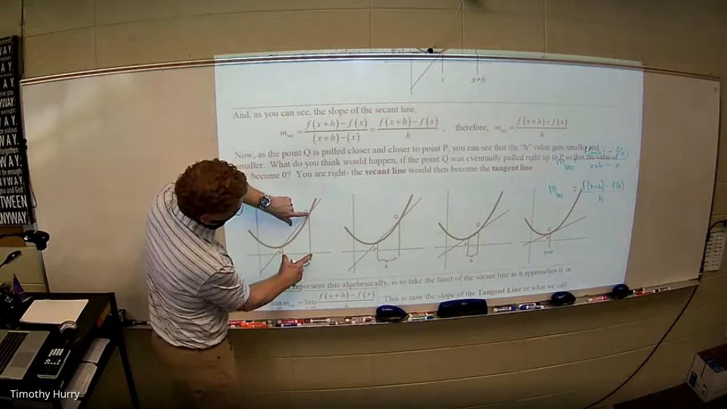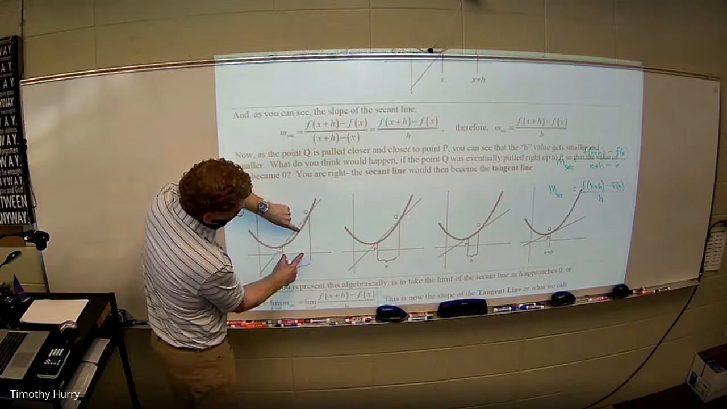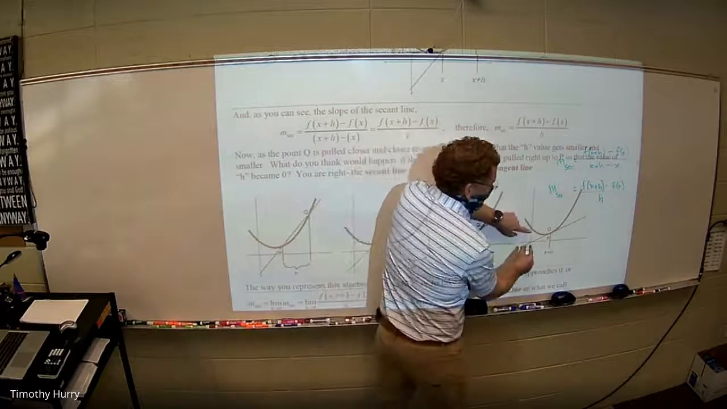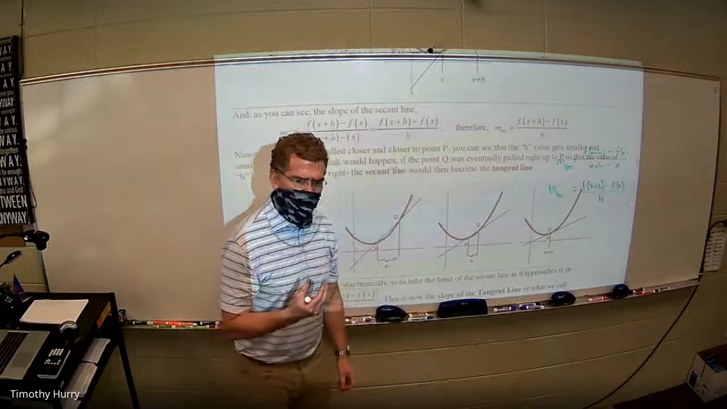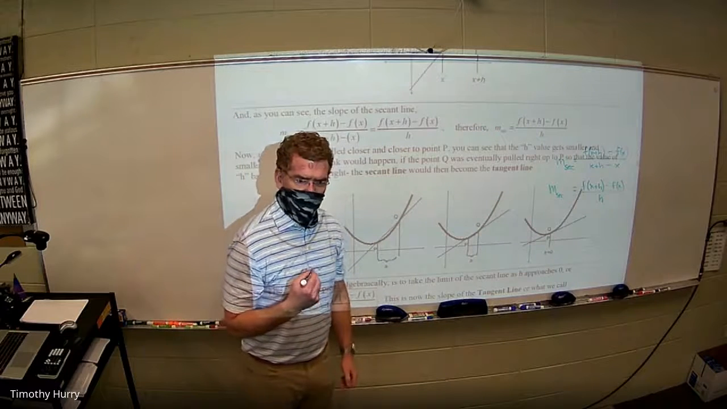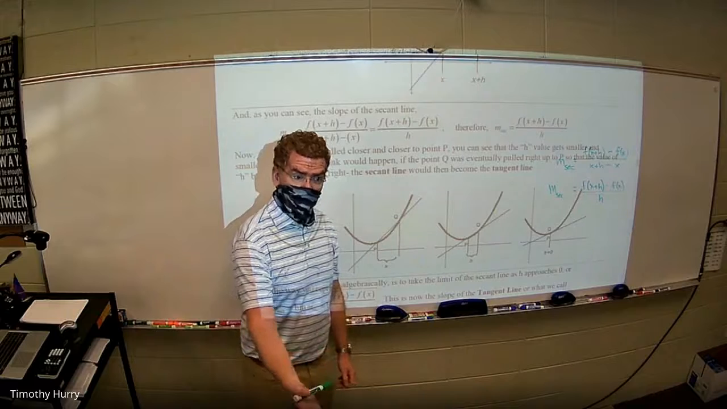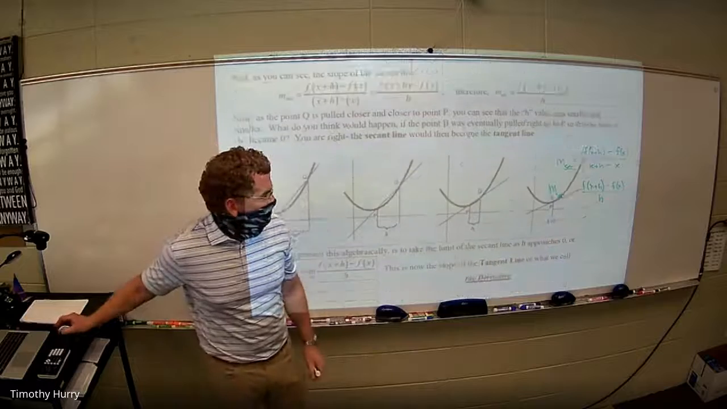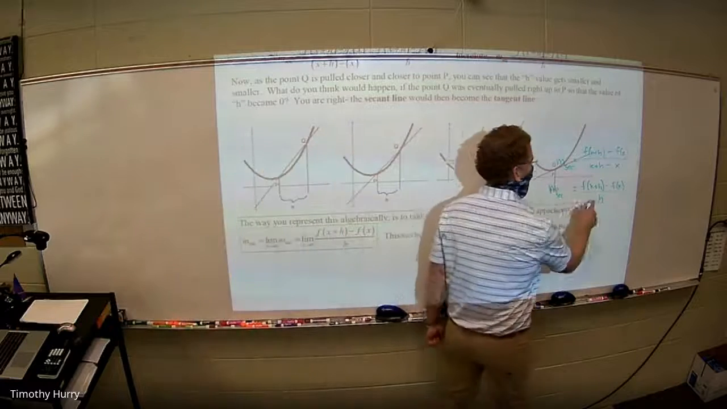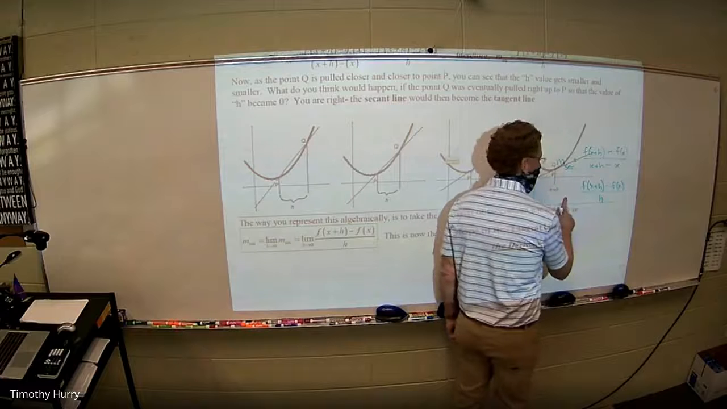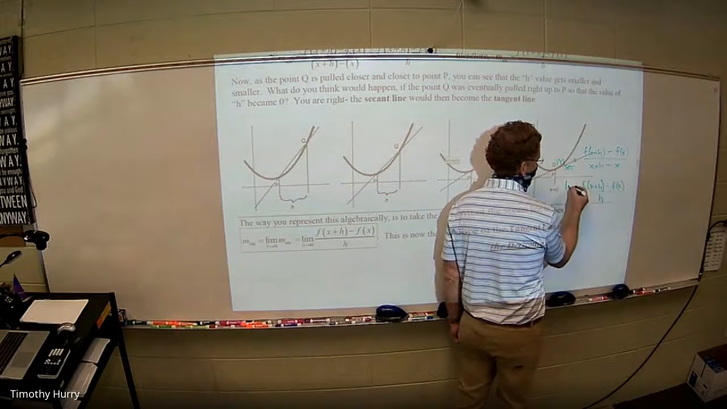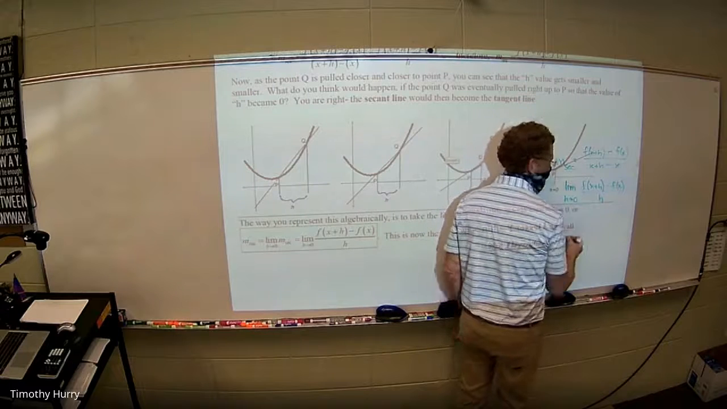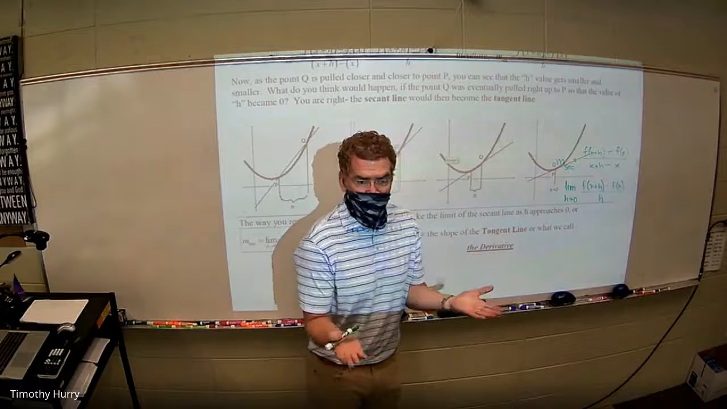When I do that, what happens to the h value as the Q gets closer? It gets smaller. And couldn't you say as h gets smaller, it approaches 0? So couldn't I say, hey, if h right here approaches 0, isn't that the same thing as saying the limit of this function as h goes to 0? Isn't that the same thing?